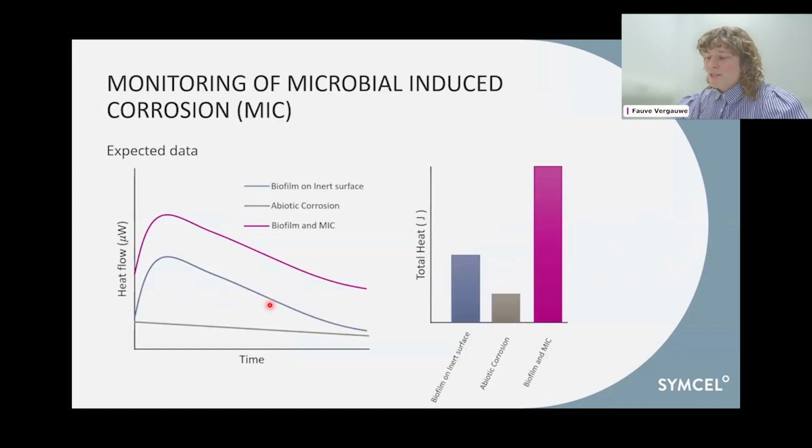So while we still have to experimentally verify this, we anticipate data that looks a bit like this. Abiotic corrosion here produces a sustained but gradually declining heat signal. The biofilm alone, we know that this generates quite high metabolic output. And then when combined, we expect to see an even higher heat flow that indicates this accelerated corrosion that's really driven by the microbial activity. So yeah, I'm very eager to start with these experiments soon.